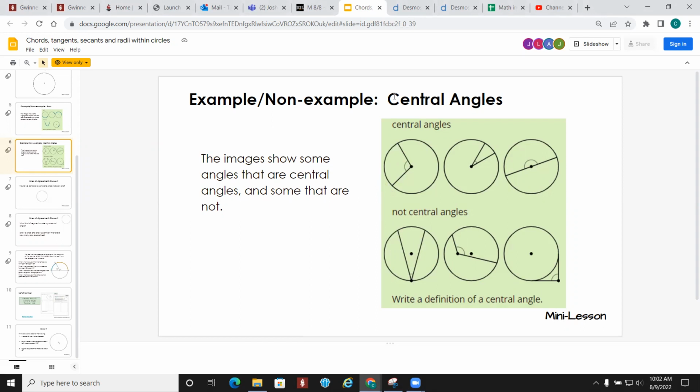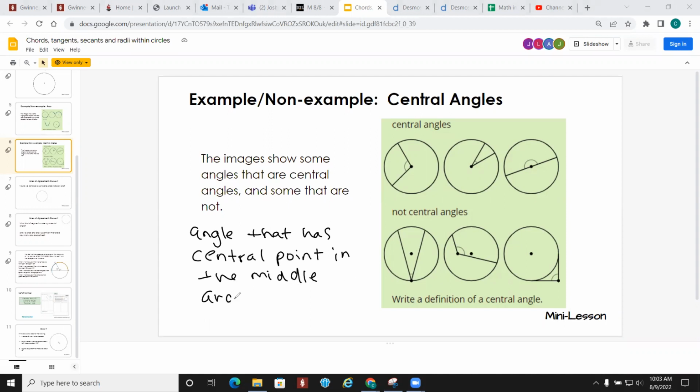Okay, so writing our definition of this: an angle that has a central point in the middle and extends to the outside of the circle. Now if you wanted to write a better definition, that's fine. If you have a shorter one, that's okay. Central angle starts in the middle and then goes to the outside.